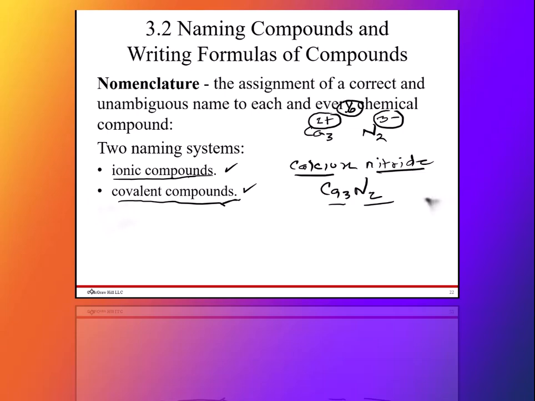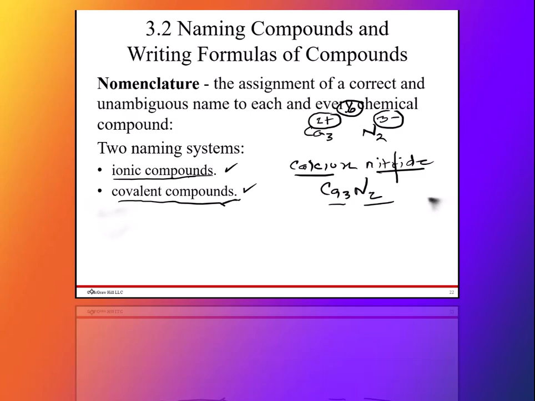But what I hear students do is they use the covalent system of naming and say tricalcium dinitride or dinitrogen. First of all, you've got an -ide ending, and second of all, you don't have to say how many calcium or nitrogen because how many calcium and nitrogen you need is determined by the charges on the ions.